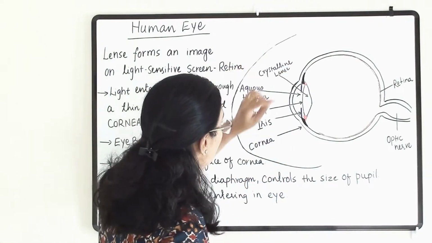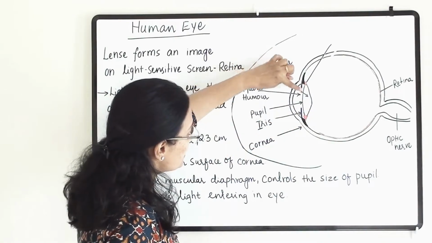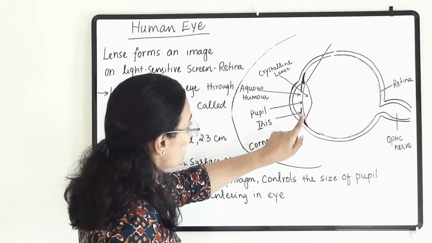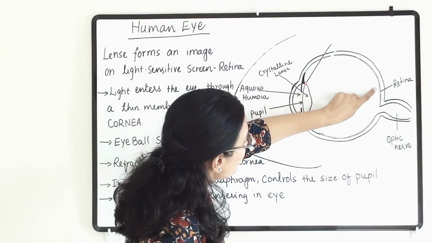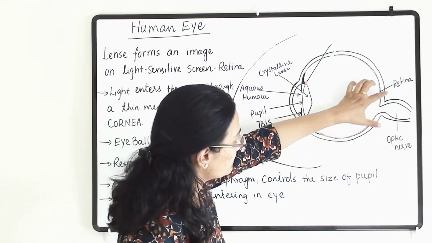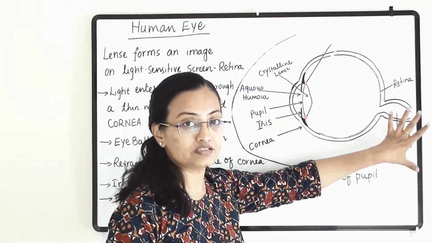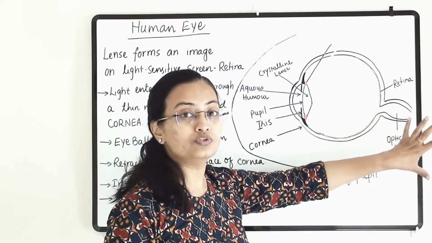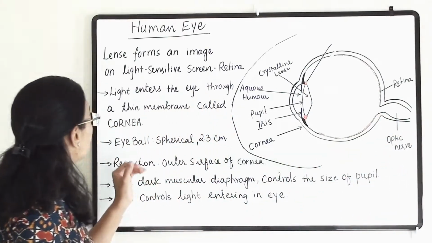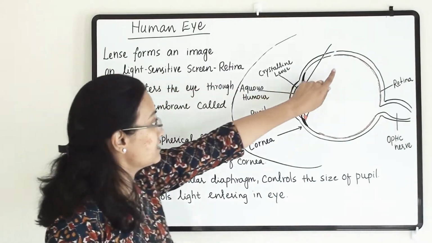Then these are known as the ciliary muscles. These red linings that you can see are the ciliary muscles. Now this inside surface of the eye is known as the retina, whereas here behind the eye, these are the optic nerves from where the signal will go to the brain. Now the lens forms an image on the light sensitive screen, the retina. So it's here.